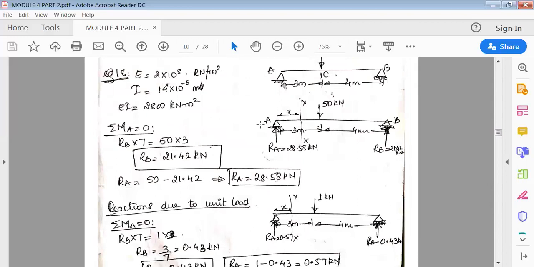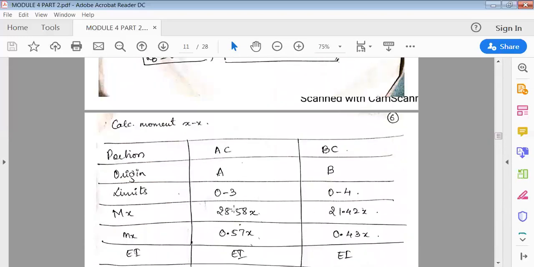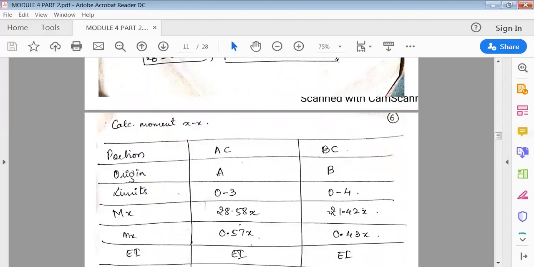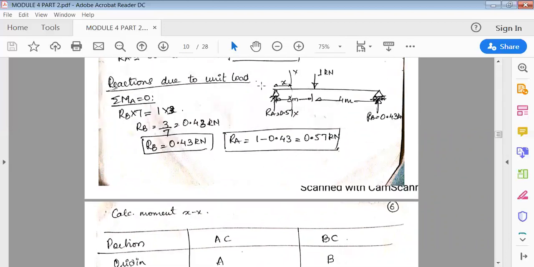In the AC span, on the left side there is only one moment: RA going clockwise, so it is 28.58 into X. Written here, 28.58 into X. Similarly for the right side, when I cut the section in this portion, on the right side an anticlockwise moment is positive, so it is 21.42 into the perpendicular distance. I've written it here, 21.42 into X. Next, similarly, small mx, I'll go to the second diagram.